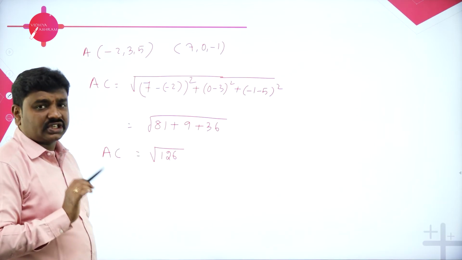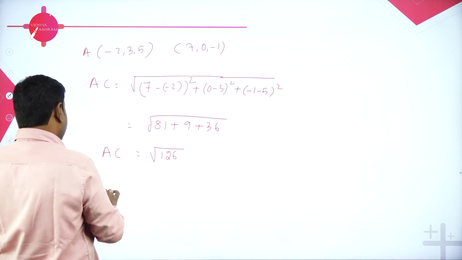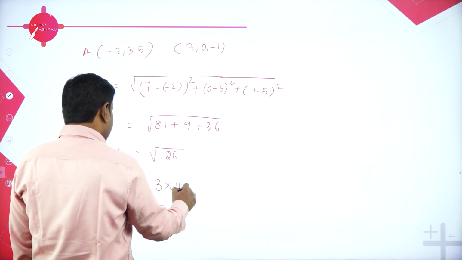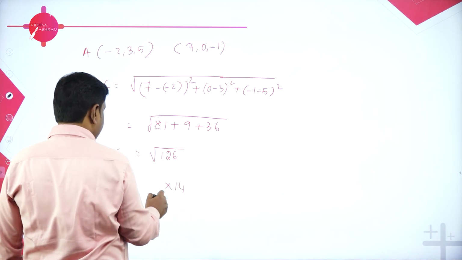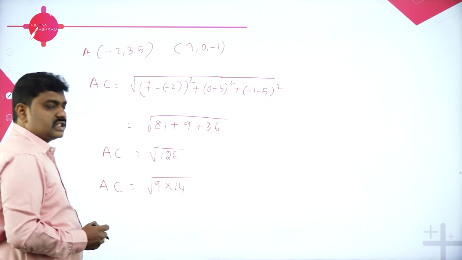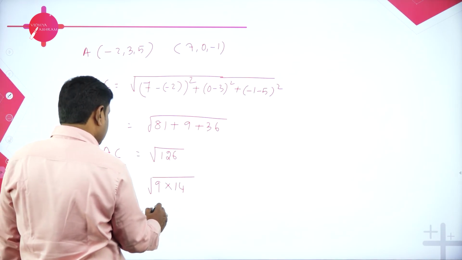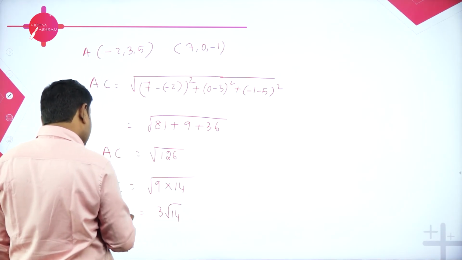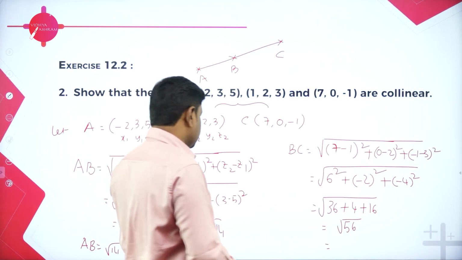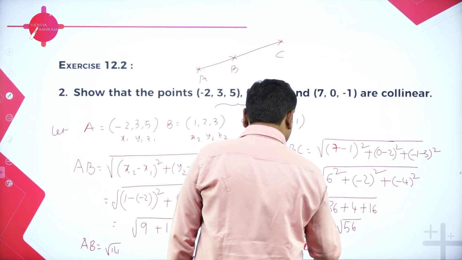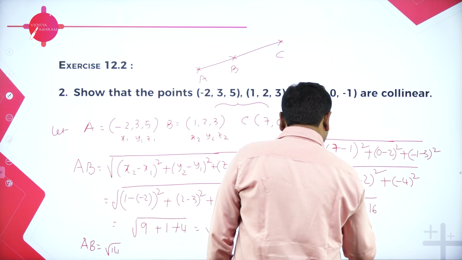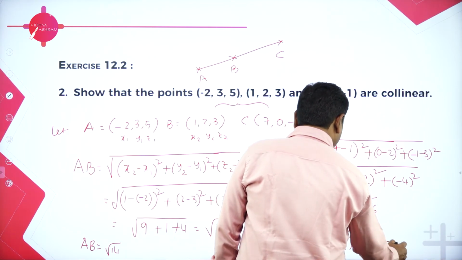So first we have to check whether they are all divisible. So now can I write AC as 9 times 14? 14 nines are 126. So this is 3 root 14. Now I wrote AC in terms of root 14. Because everything is in root 14, I'll write BC also in terms of root 14. 14 fours are, 4 into 14 is 56. I'll write 2 root 14. This is 2 root 14.